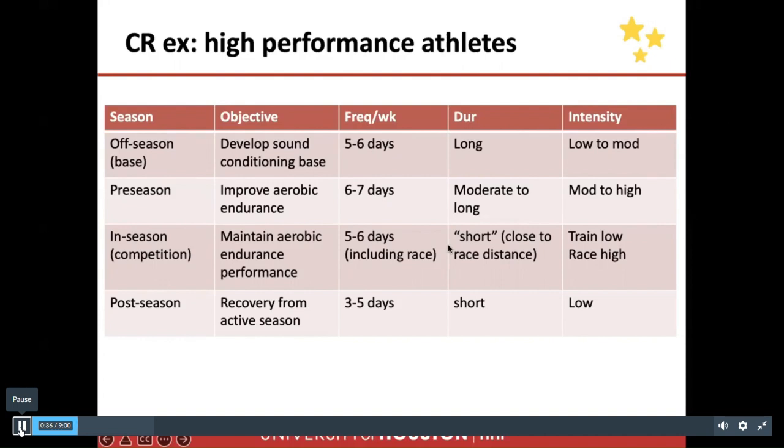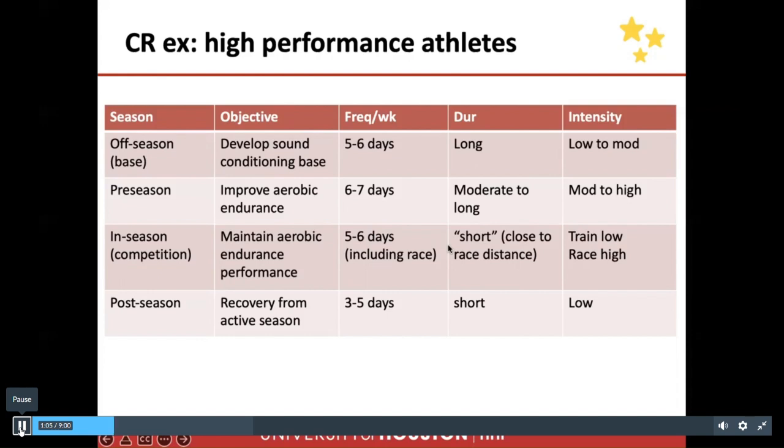So once we're in season, we're training low and racing in high intensity. And we need to be mindful, when we're in season, that they're maintaining the gains that they made during the preseason. Some endurance sports have really long seasons, and you're still in preseason, you're still working towards the in season.